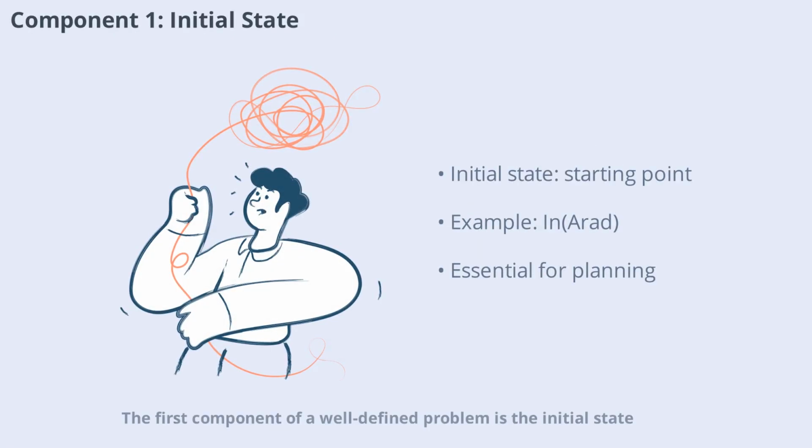The first component of a well-defined problem is the initial state. This is where the agent starts its journey. In the Romania example, the initial state is being in Arad. Clearly defining the starting point is essential for planning the path to the goal.